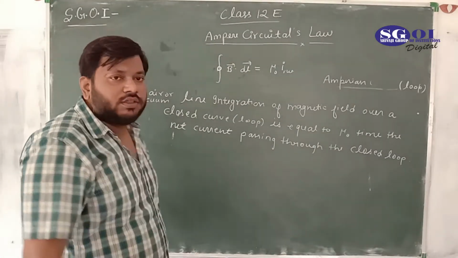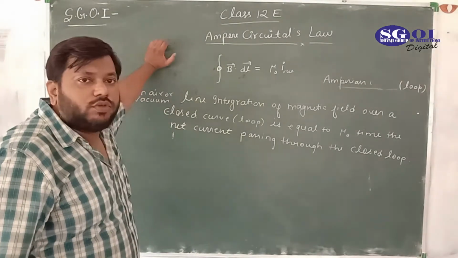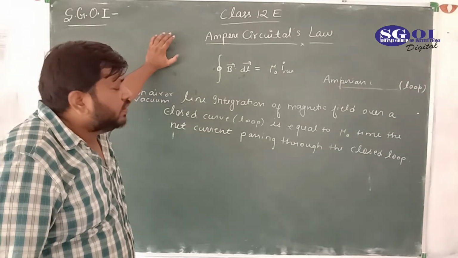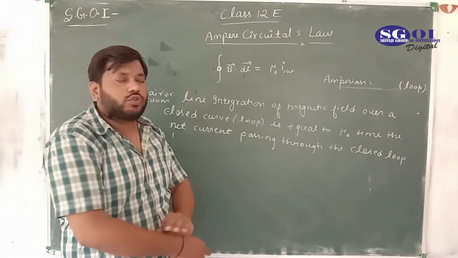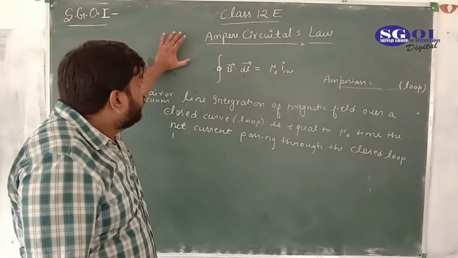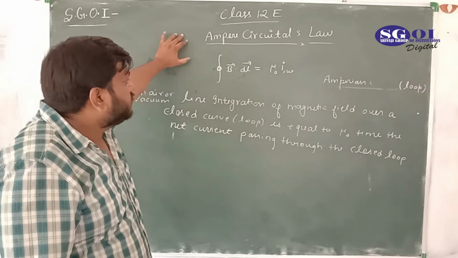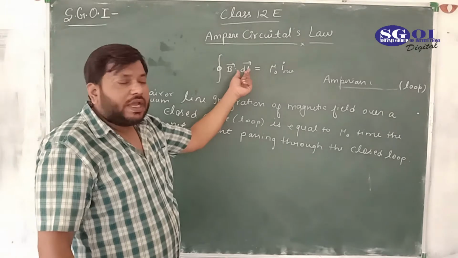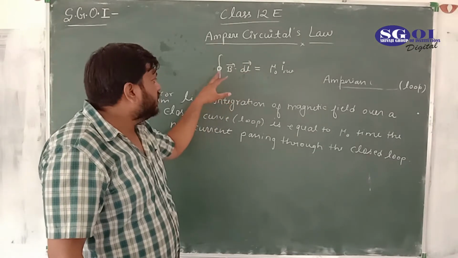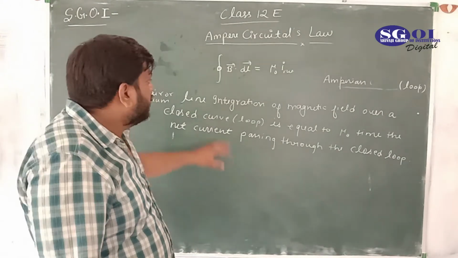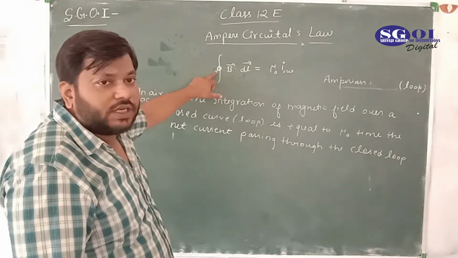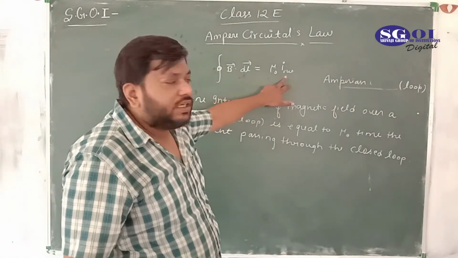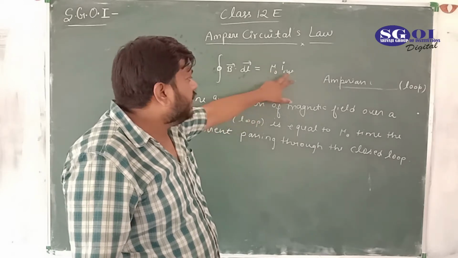Good morning, students. In this video lecture, we will continue Ampere's circular law and the derivation of the magnetic field because of a long solenoid. So what is Ampere's circular law? As I told you, the line integration of the magnetic field around a closed loop is equal to mu naught times the net current passing through the loop.